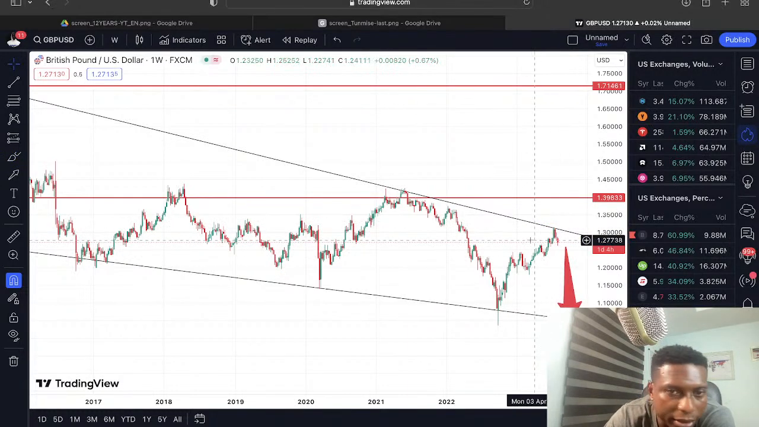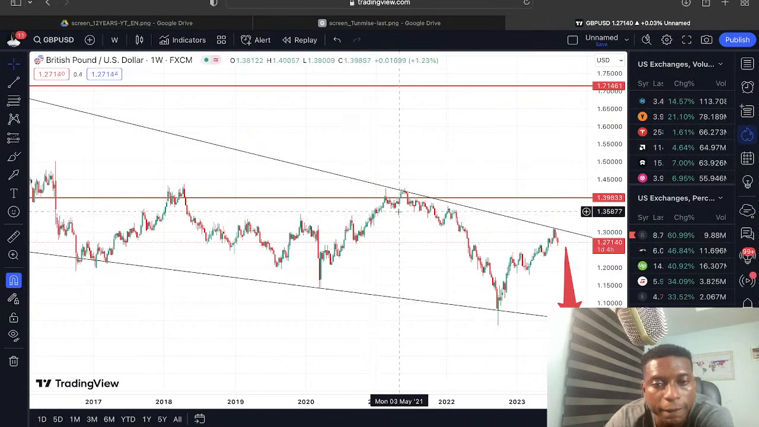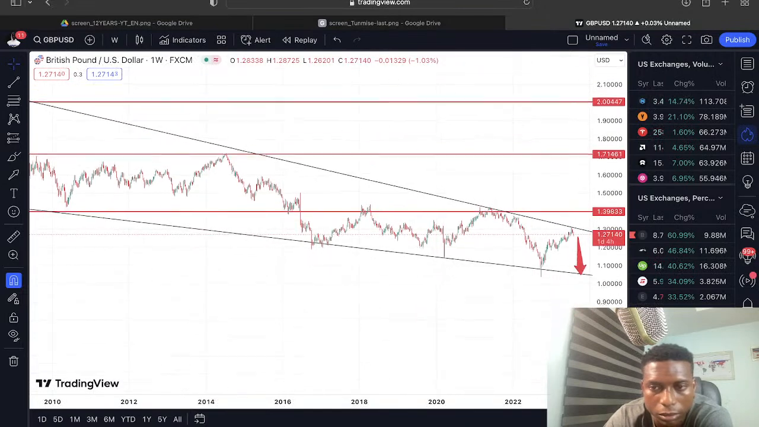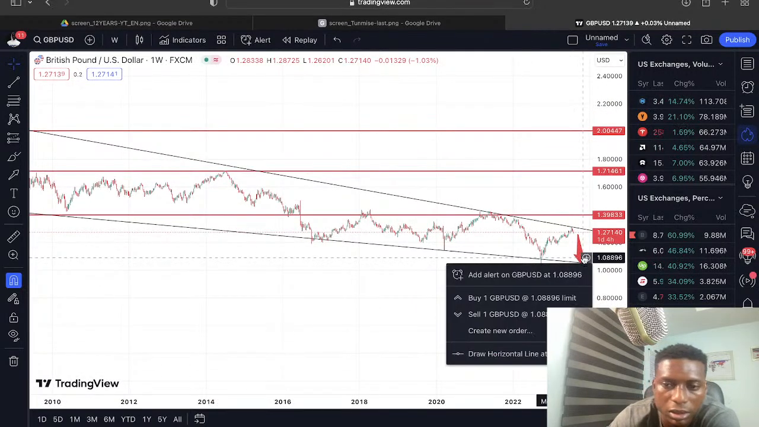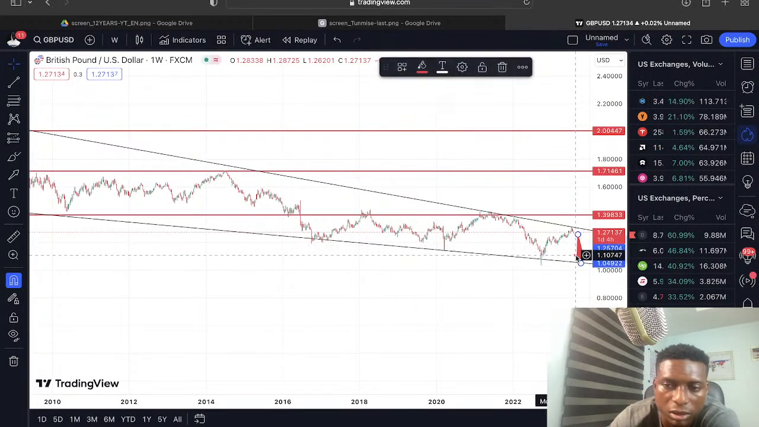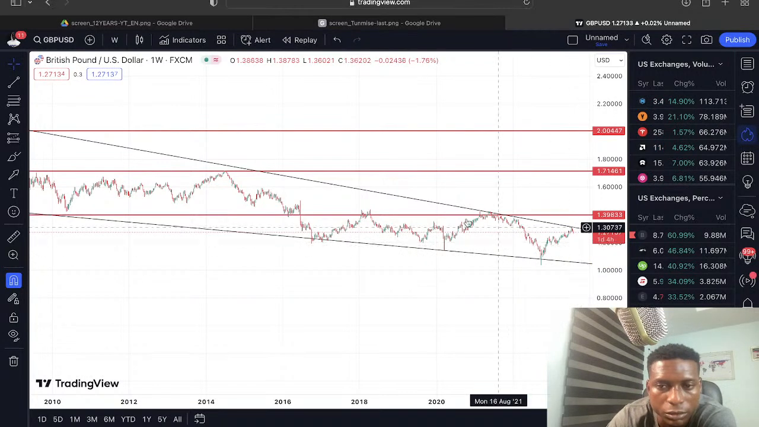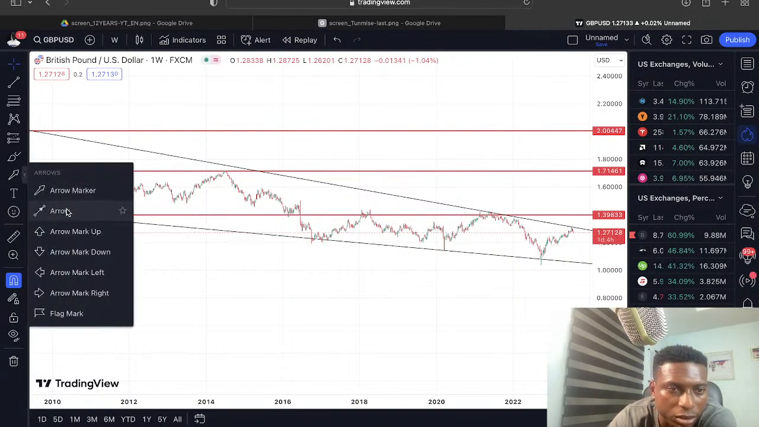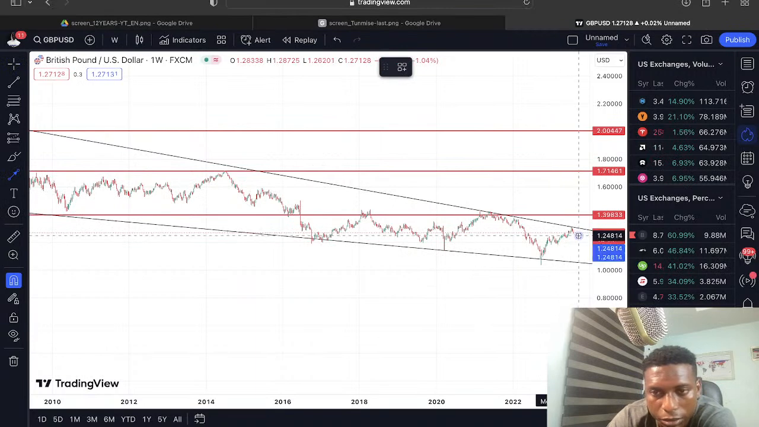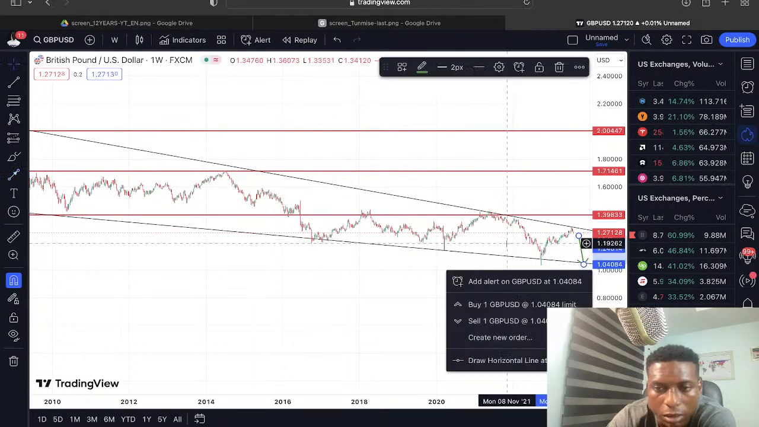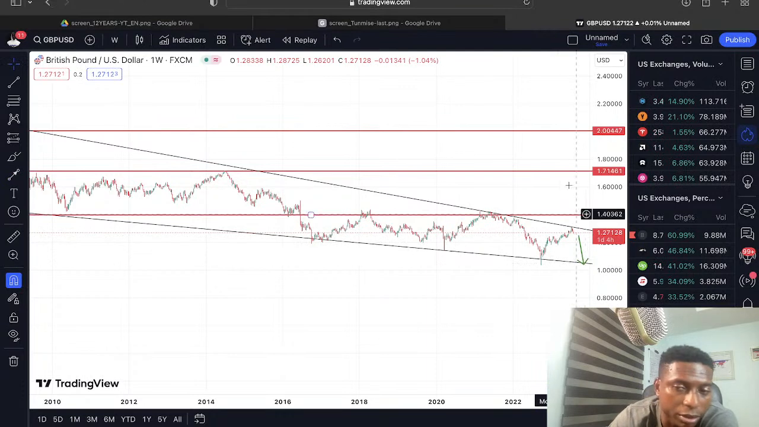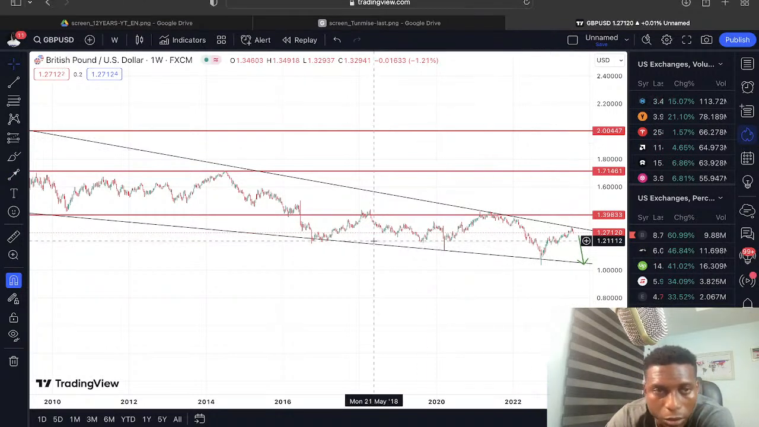So here it is for the weekly time frame. As you can see, that is what it's saying currently. It's pointing to this direction. Okay, good.